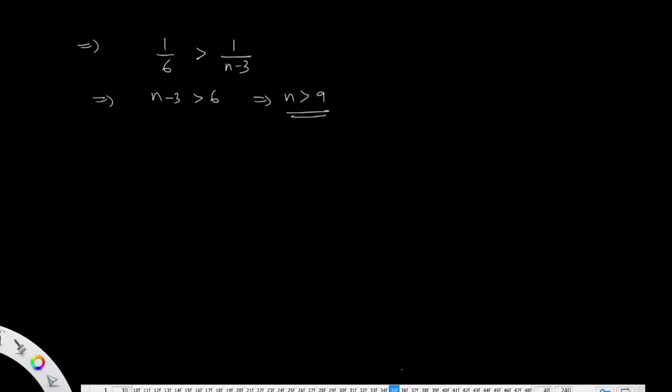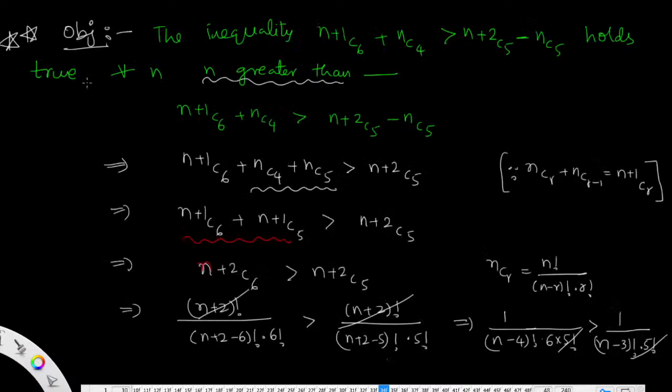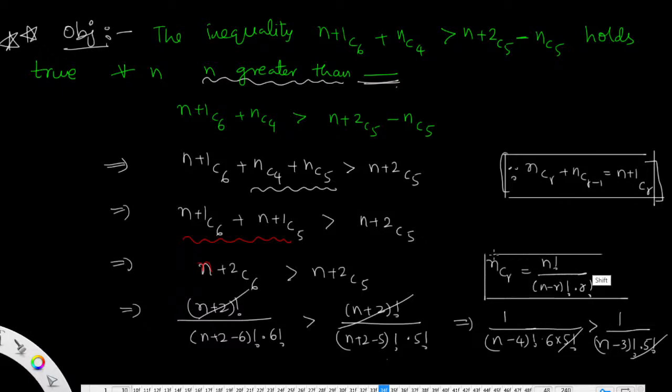The question is given that n is greater than, for all values of n. So first make the formula as nCr plus nCr minus 1 equal to n plus 1 Cr, formula applied, and again the formula nCr equals n factorial by n minus r factorial into r factorial. Understood? First we have to check this question. This is only for Mains question.